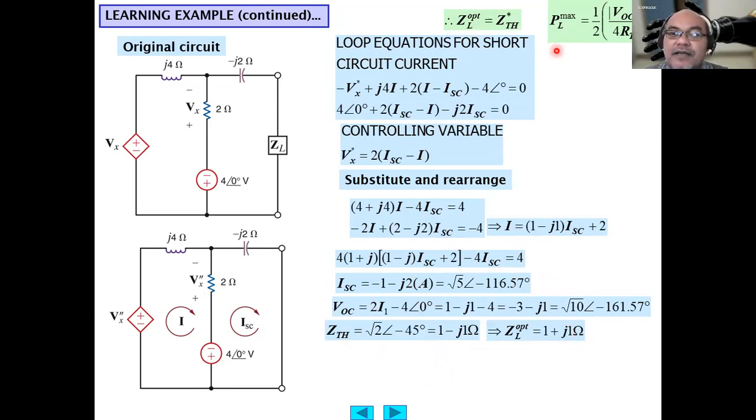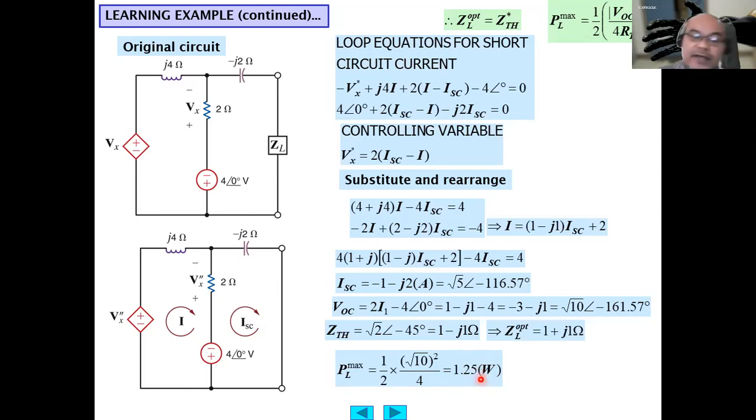From here we can calculate the maximum power: half times VOC, the magnitude is square root of 10, squared, divided by 4 times RTH. RTH is 1 ohm, so 4 times 1. So we obtain the maximum power transferred when ZL equals the conjugate of ZTH, which is 1.25 watt.